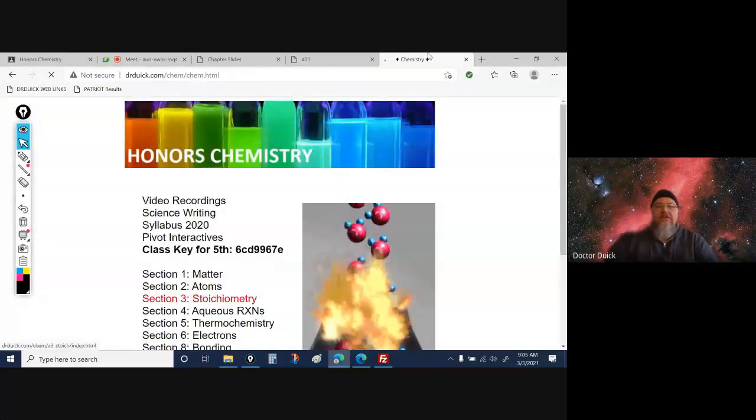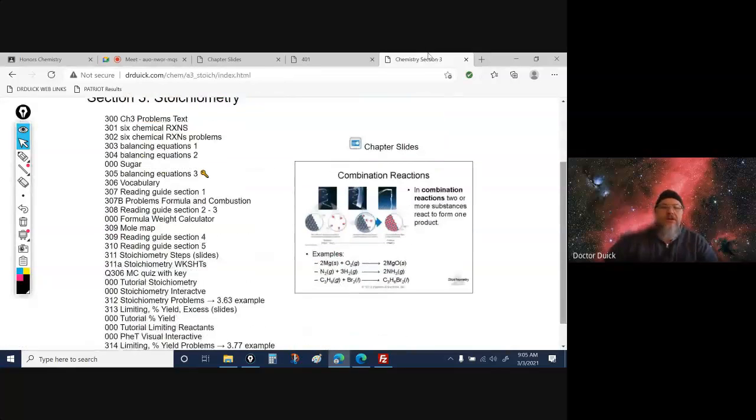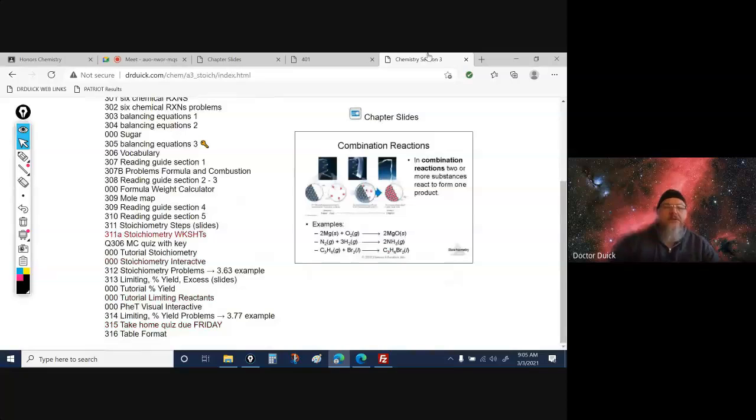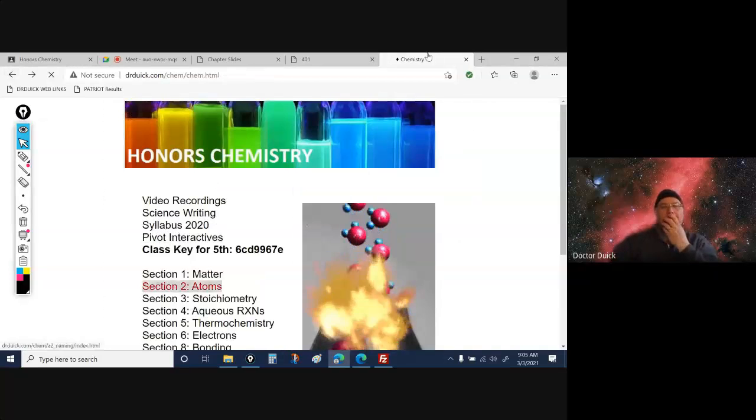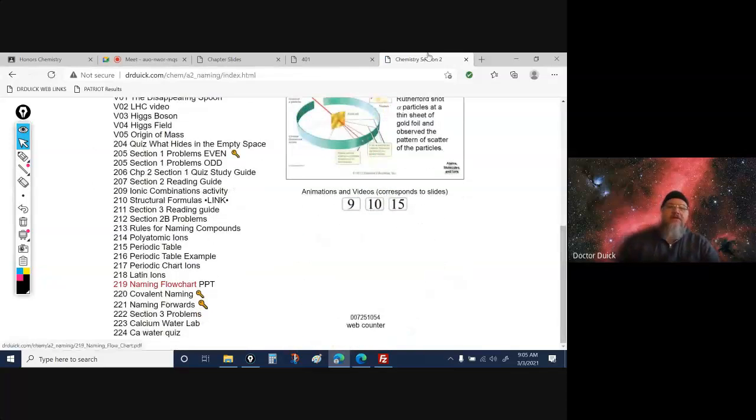Because I don't want to leave where I'm at. So if we did the naming thing, where's the naming flow chart? Oh, this is chapter 3. Actually, got to go all the way back to chapter 2. Wrong spot. Okay, cool. Naming flowchart.